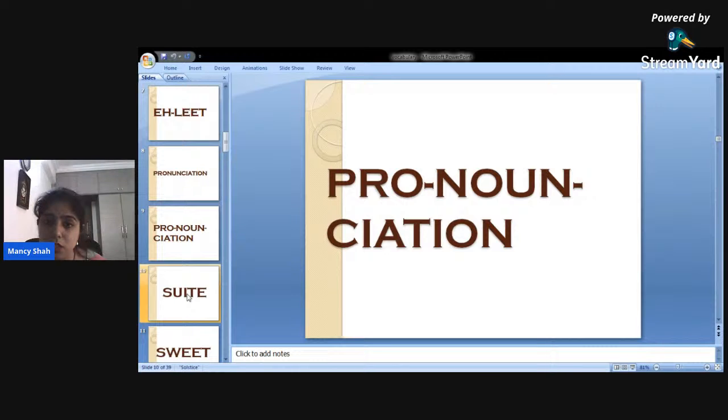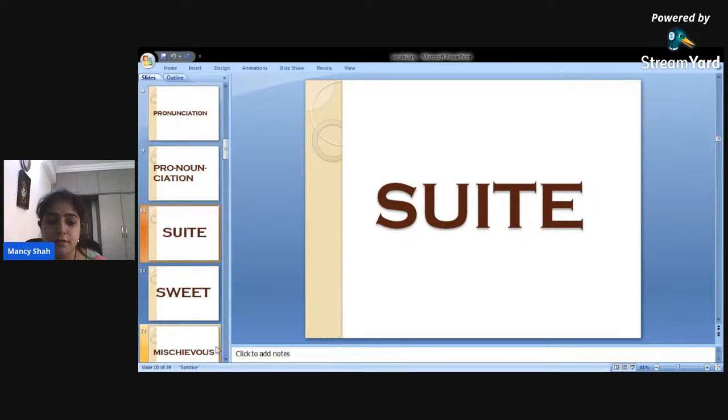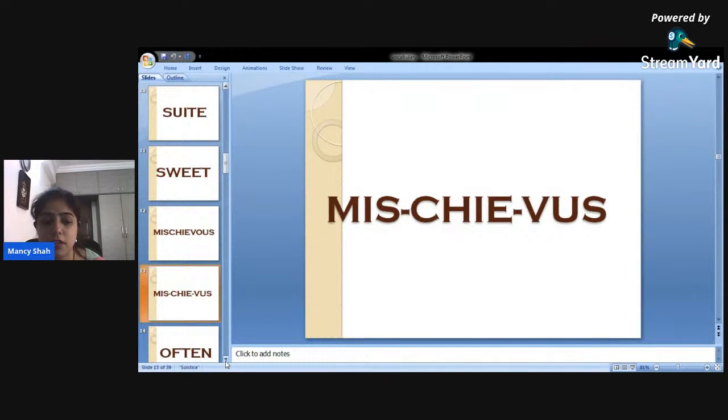What do you say? Suit? No, it's a suite. It's a room, an exclusive room in the resort. You can say that I stayed in suite number 403 in the Taj Palace. So it's a suite. Yes, this one is very common, mischievous. Yes, my son is very mischievous. We say this, right? But it is mischievous. You can pen it down if required.